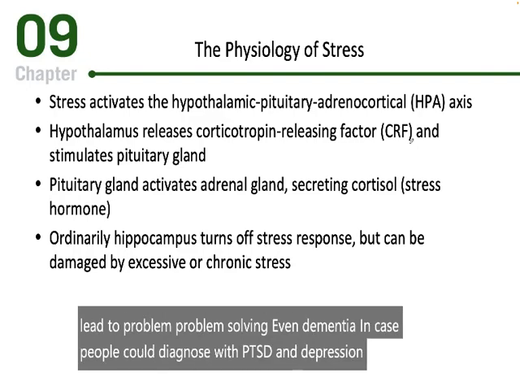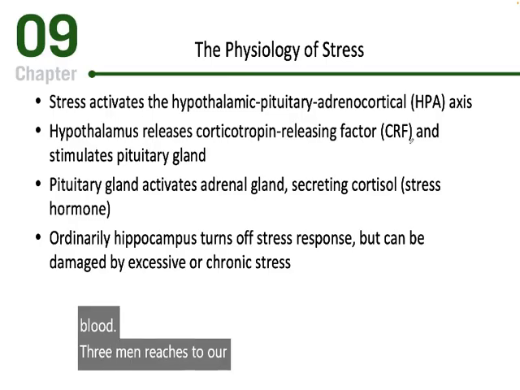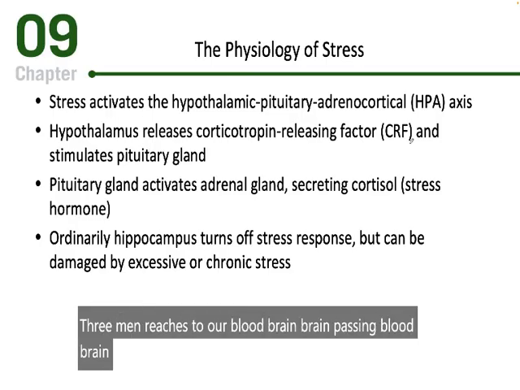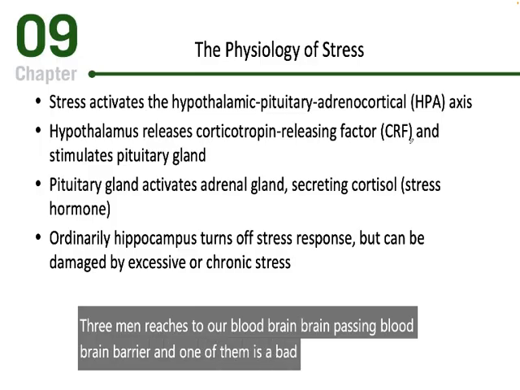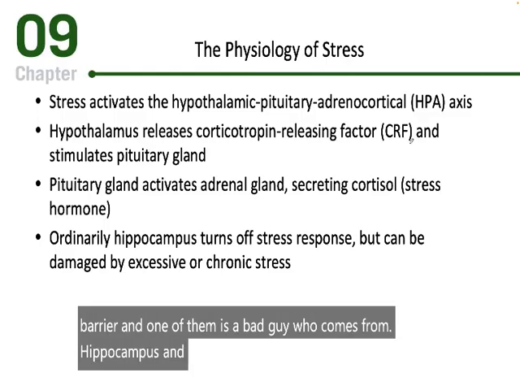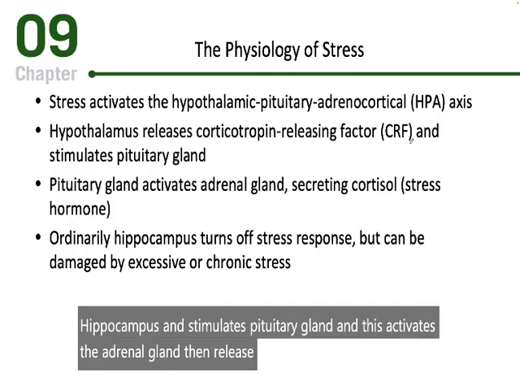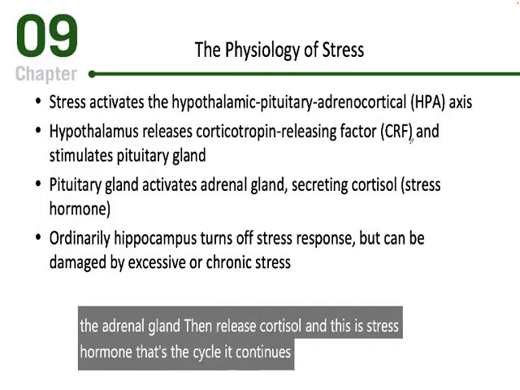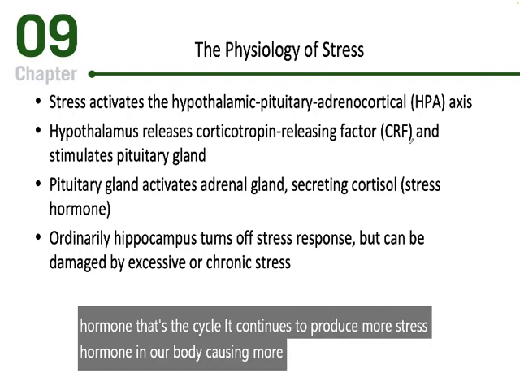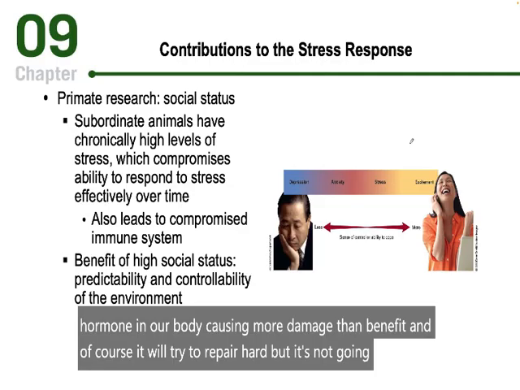Now, these neuromodulators, similar to neurotransmitters, flow along our bloodstream and reach our brain, passing the blood-brain barrier. And one of them is a bad guy who comes from the hippocampus and stimulates the pituitary gland. And this activates the adrenal gland, which then releases cortisol, and this is the stress hormone. It's a cycle. It continues to produce more stress hormone in our body, causing more damage than benefit. And of course, it will try to repair our heart, but it's not going to do long-term benefit.